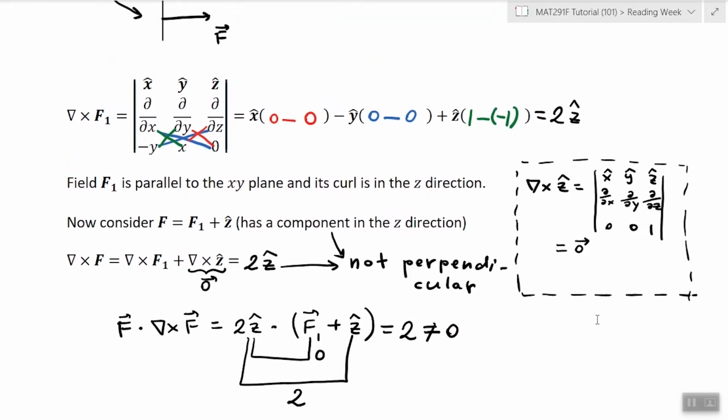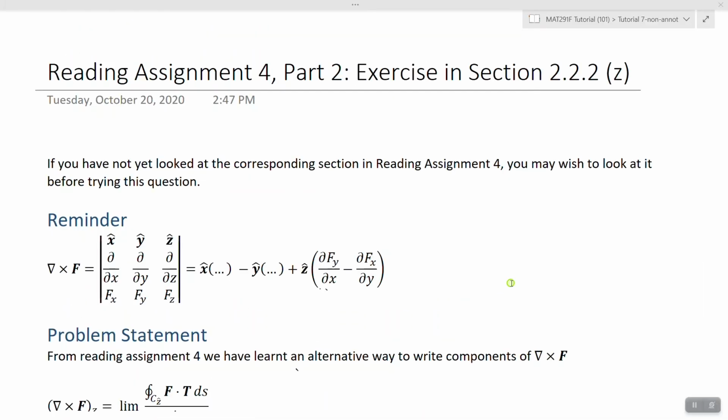So this is the last part of this question. Now let's do the next one. This is the exercise at the end of section 2.2.2 in reading assignment 4 part 2. The question asks you to show something about two different components. I'm only doing the z component. The y component is very similar, so I'll leave it up to you to try. Now, I really suggest that if you haven't already looked at the discussion in the reading assignment that leads up to this exercise, you look at it, because otherwise the problem statement wouldn't make sense.